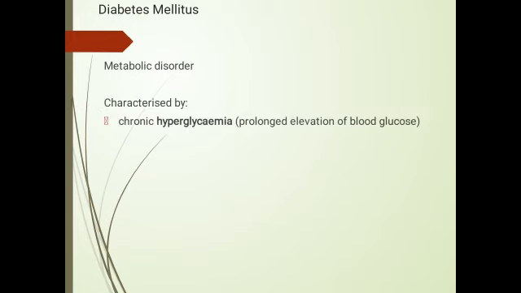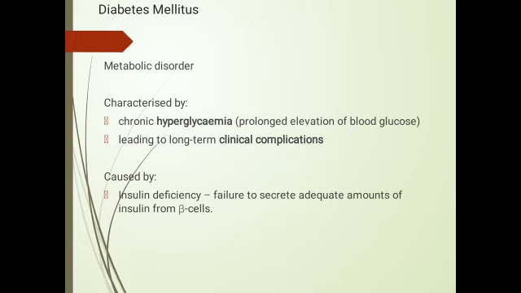Diabetes mellitus. It is a metabolic disorder characterized by chronic hyperglycemia, prolonged elevation of blood glucose, leading to long-term clinical complications. It is caused by insulin deficiency, that is, failure to secrete adequate amounts of insulin from the beta cells, and insulin resistance, that is, the tissues become insensitive to insulin.